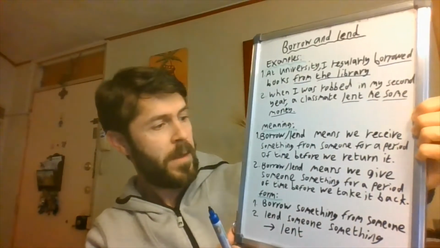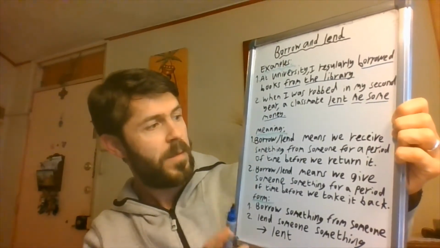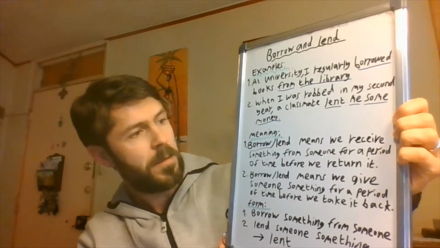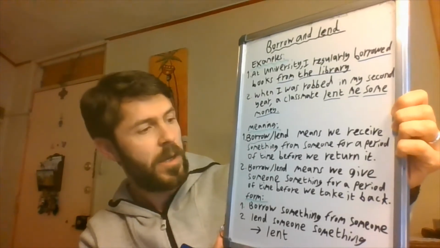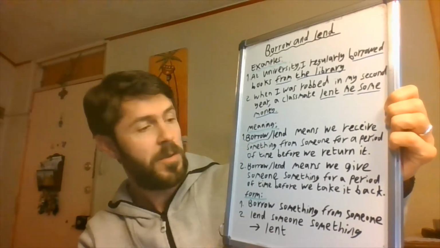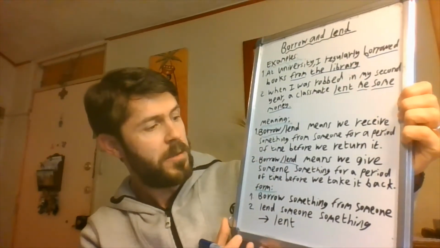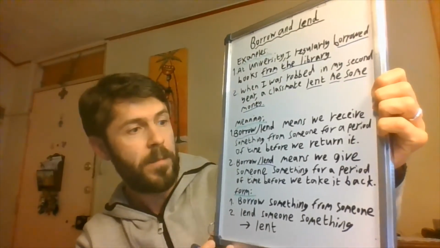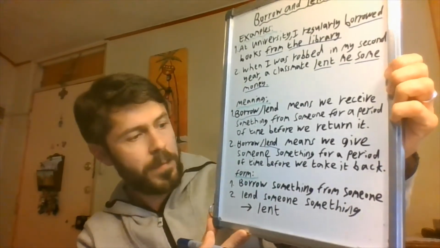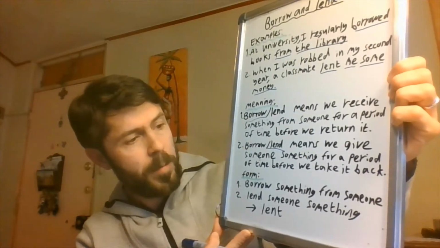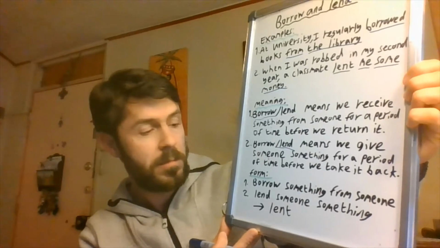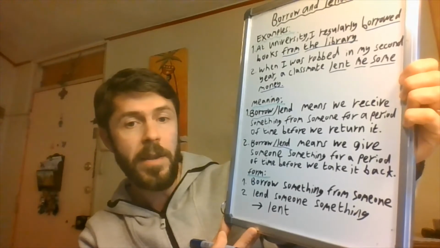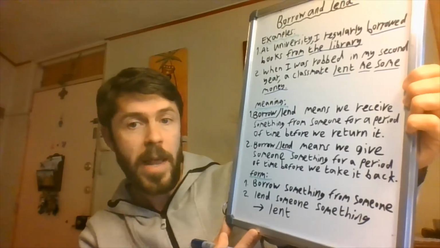Number one, borrow. Did you get it? Borrow means we receive something from someone for a period of time before we return it. And number two, lend means we give someone something for a period of time before we take it back. So the form for borrow is borrow something from someone, and for lend, it's lend someone something. And the past of lend is lent.